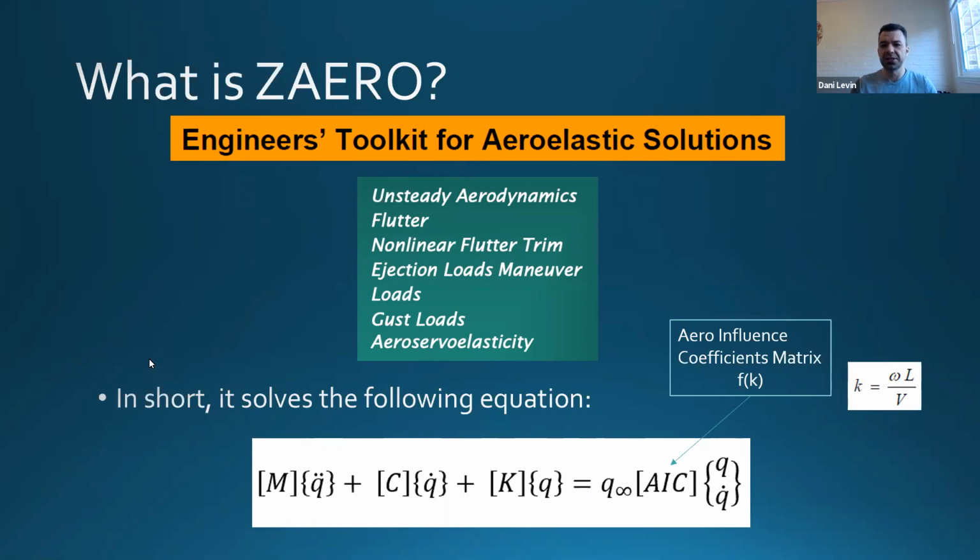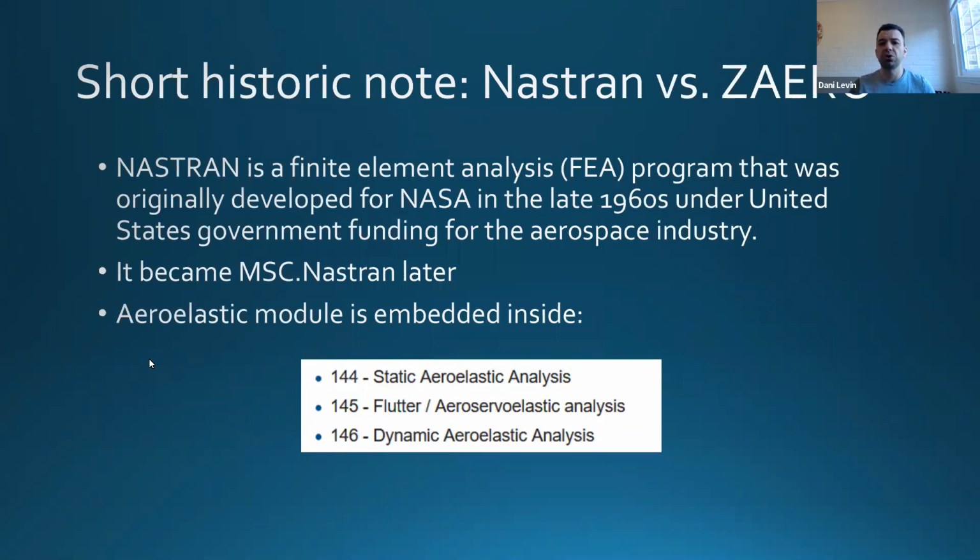Next slide is a little side note. ZAERO was not the first to the scene of commercial aeroelastic products. Nastran was the first, and Nastran was developed with federal funds in the 60s. If you're familiar with the package, it's a huge finite element package that handles all kinds of disciplines, and each discipline has its own solution code. So our aeroelastic solution is 144 through 146. I'm sure there are other disciplines that are supported now.